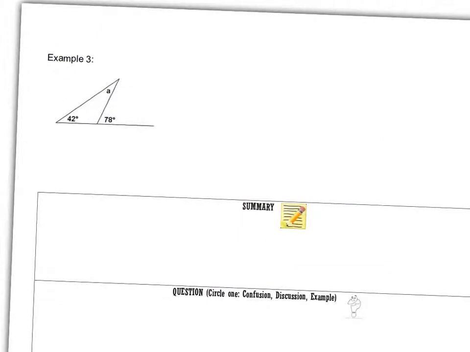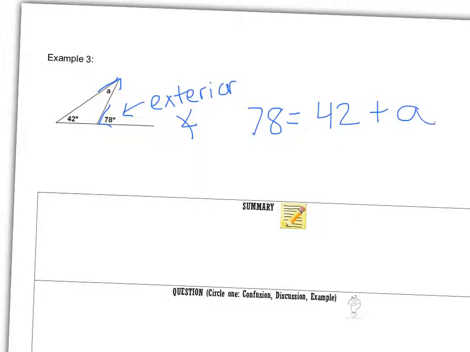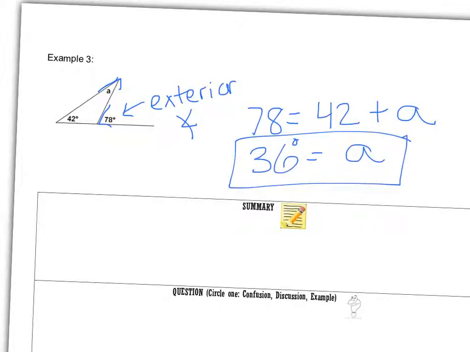All right, we have one more example for this lesson. Let's say we want to find the measure of angle A. I know this angle 78, that is an exterior angle. And I know that 78 equals the sum of my two remote interior angles, which is 42 and A. So 78 equals 42 plus A. So to solve for A, I'm going to subtract 42 from 78, and you get A to be 36 degrees.